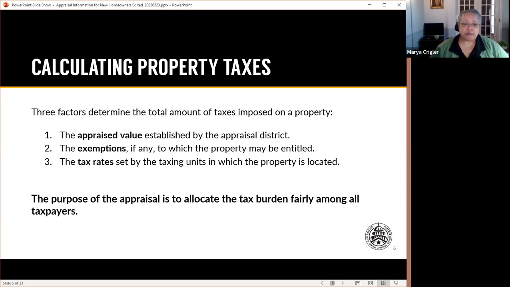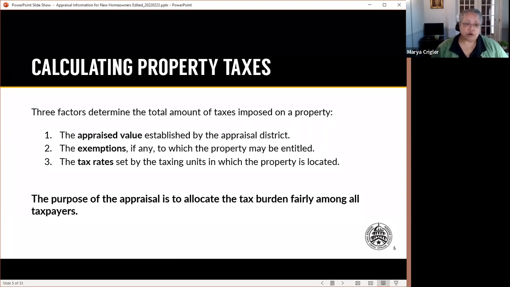So in calculating your property taxes, there are three factors that determine the total amount of taxes that are going to be imposed on your property. First is the appraised value. And that's what's established by the appraisal district, and that's my office. Second is any exemptions. If there are any that you're entitled to, any exemptions would be another key factor in determining your total amount of taxes. And again, exemptions are another item that are administered by the appraisal district. And then third is the tax rates, and those are set by the taxing units in which the property is located.